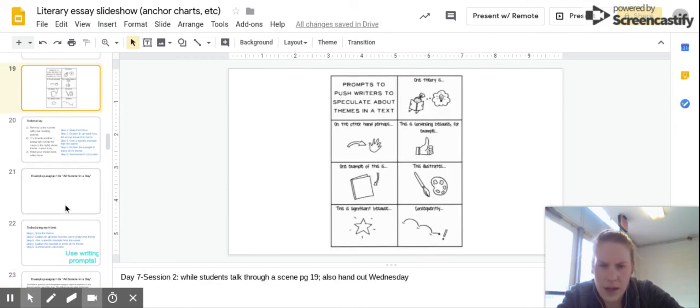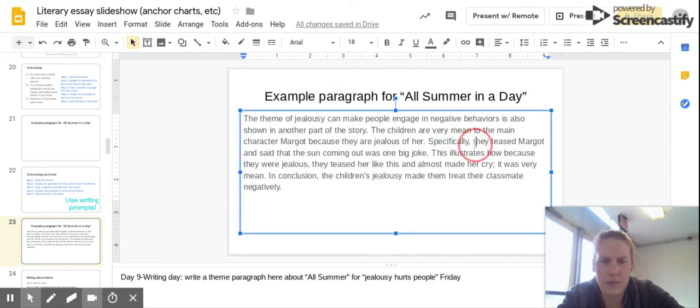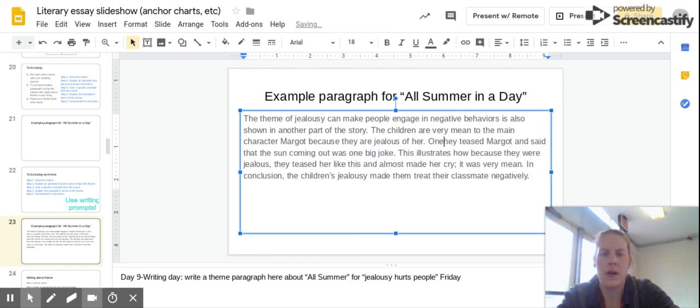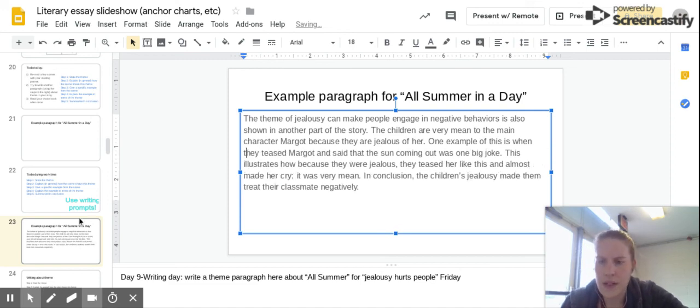And I'm going to see if I can add another one here. This is significant because, one example of this. How about I say, one example of this is when. There we go.